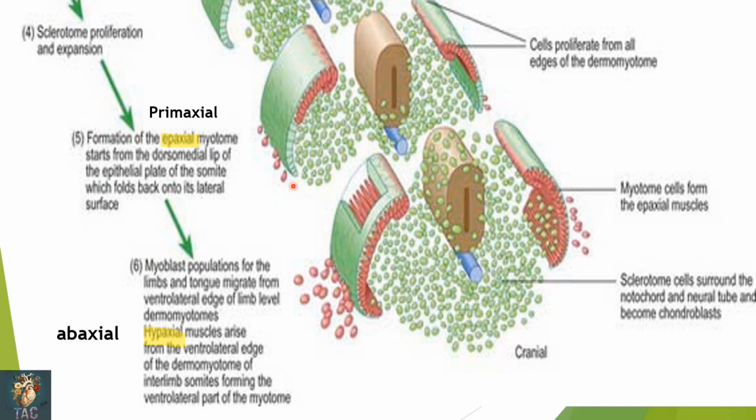After the sclerotome formation, the dorsomedial edge of the dermomyotome will form the cells which are called the epaxial myotome. The cells present at the ventrolateral edge also become myoblasts and form the hypaxial myotome. The epaxial is also called primaxial and the hypaxial is also called abaxial. The remaining cells, shown in green color over here, form the dermatome. In this way the whole somite will differentiate into the sclerotome, the myotome and the dermatome. So this is the process of somitogenesis.